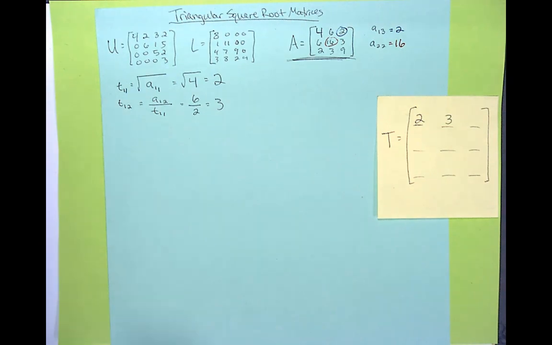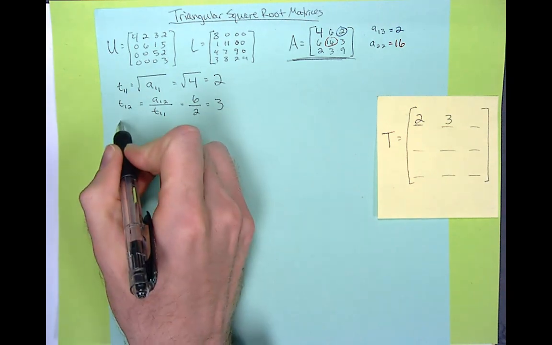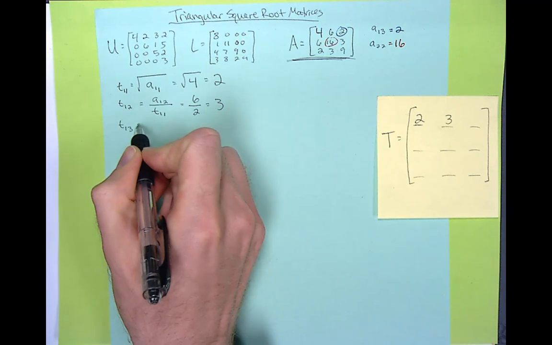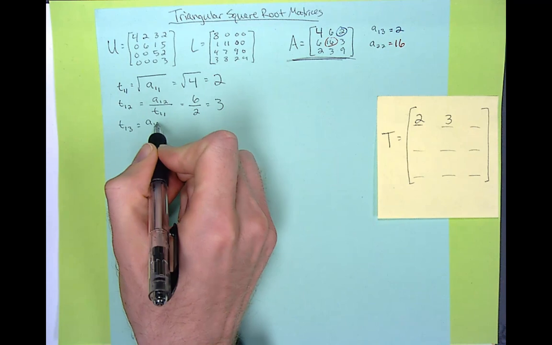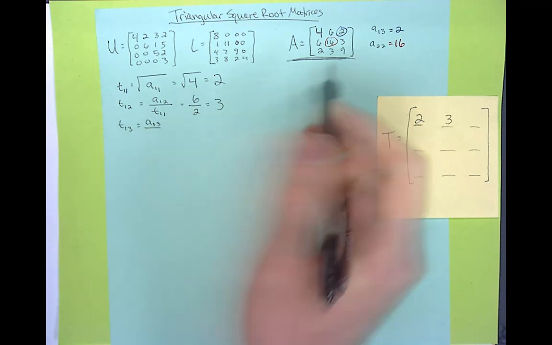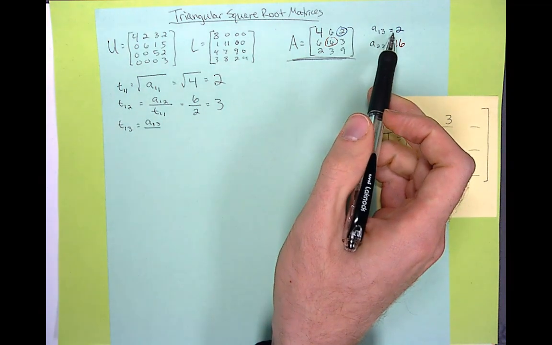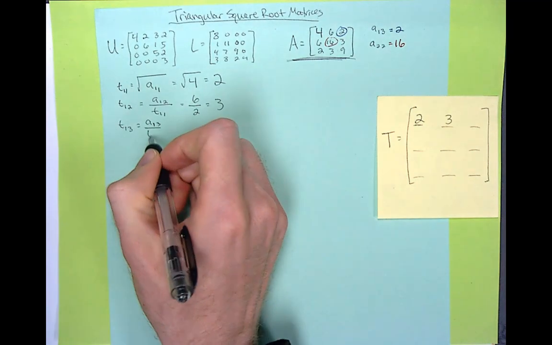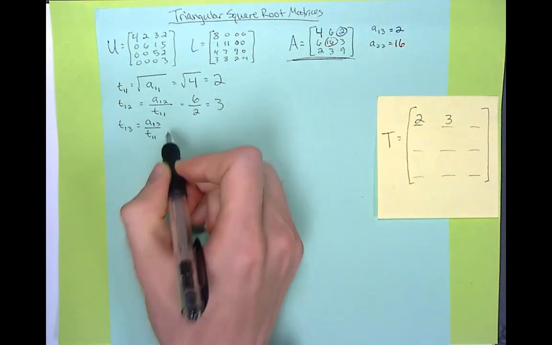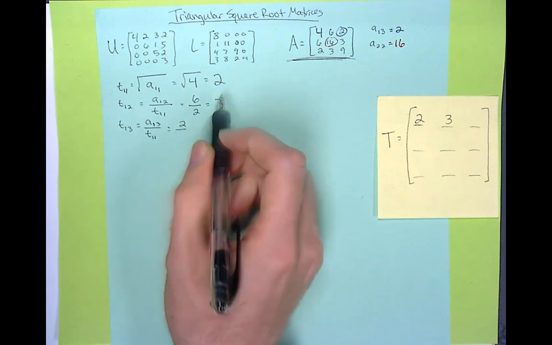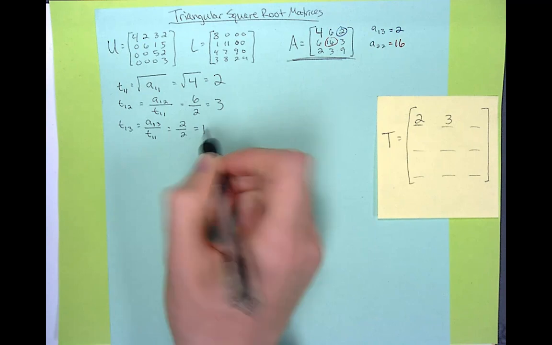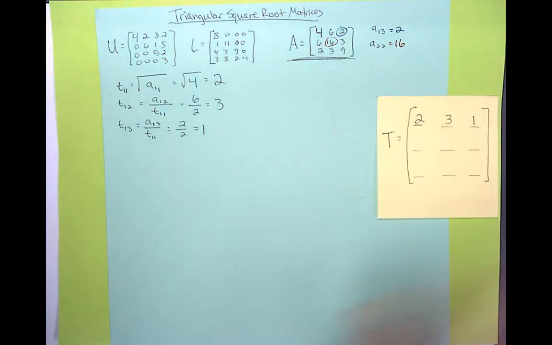And then to finish off that first row, T subscript 1,3, the first row, third column, is going to be the first row, third column of A, which we found up here to be 2, over T subscript 1,1. So 2 divided by 2 will give us 1. So is that pretty easy? Yeah, well, it gets a little harder now.